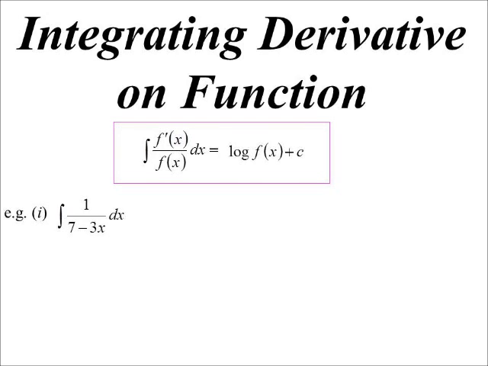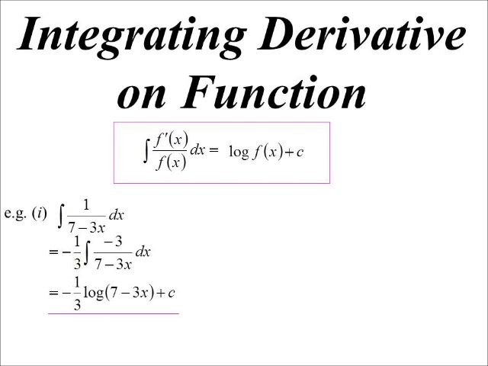Now, the bottom of the fraction is 7 minus 3x. So the derivative of that's not 1, of course. It's minus 3. But we can fix that up. We'll multiply the top of the fraction by minus 3. To balance it out, I'll multiply it by minus a third. And now I've got derivative on the function, so I know that'll integrate to be the log of 7 minus 3x.